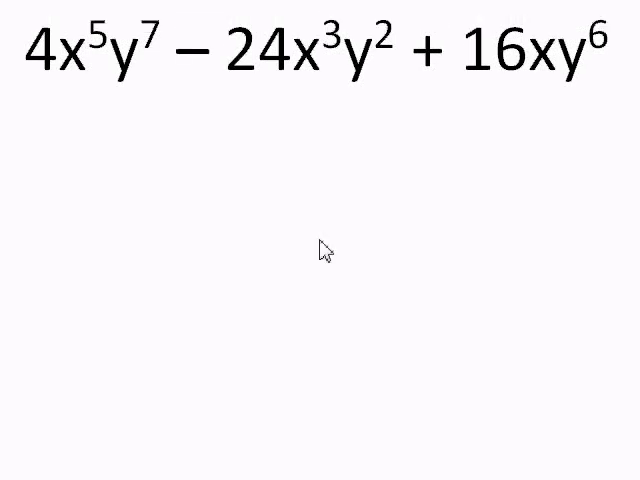Now let me take that exact same example and show you the shortcut method of factoring out the GCF. Notice that the first thing you do is you look at every single term inside of your expression and you look at the coefficients, the 4, the 24, and the 16. And you think to yourself, what's the biggest thing I can divide 4, 24, and 16 by? Well, the answer is 4.